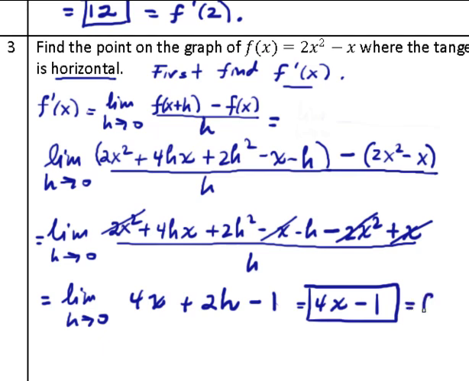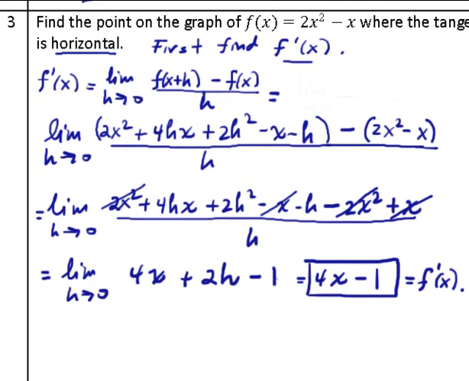So this is the derivative. This is equal to f prime of x, and it gives us slopes of tangent lines. So now we want to know, when is the tangent line horizontal? A horizontal line has slope 0.